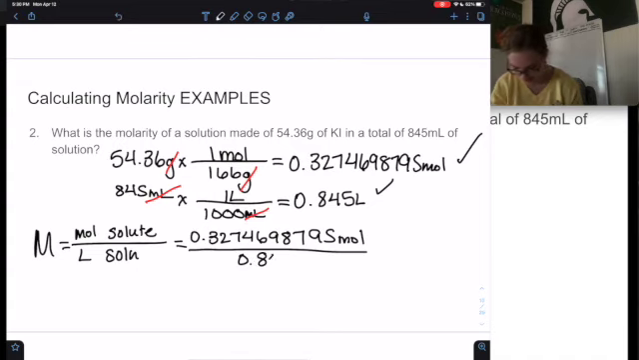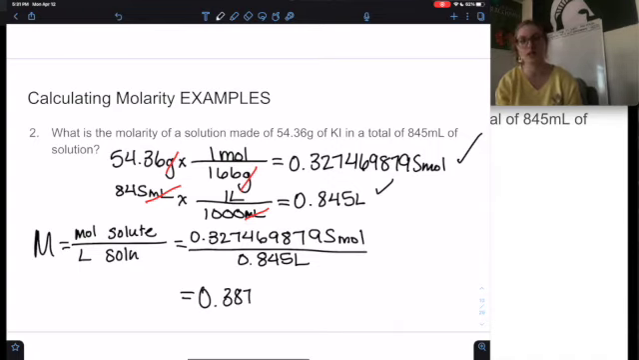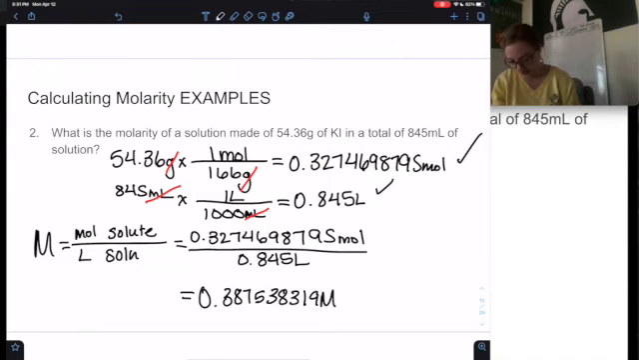There we go. 8.45 liters. So I am left with, actually I'm going to go ahead and write my number down here just so I have a little bit more space. So that's going to be left with 0.387538319 molar. That's actually what I see in my calculator.